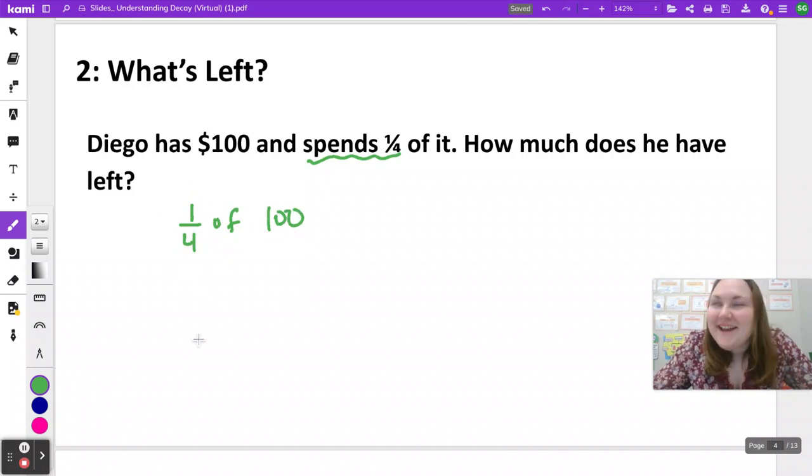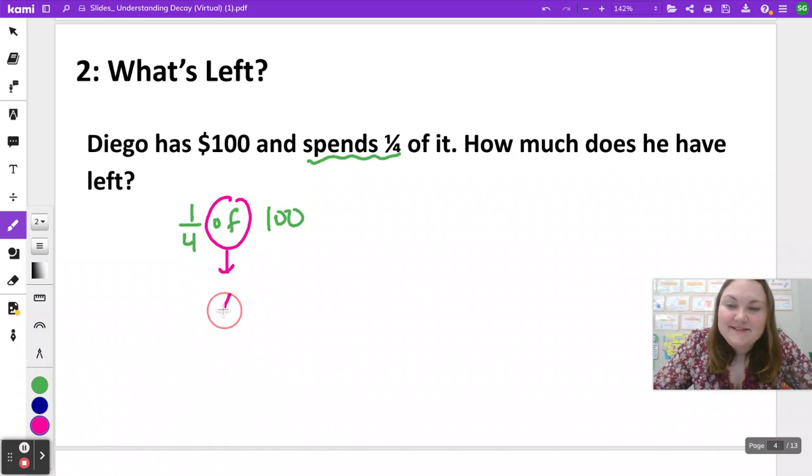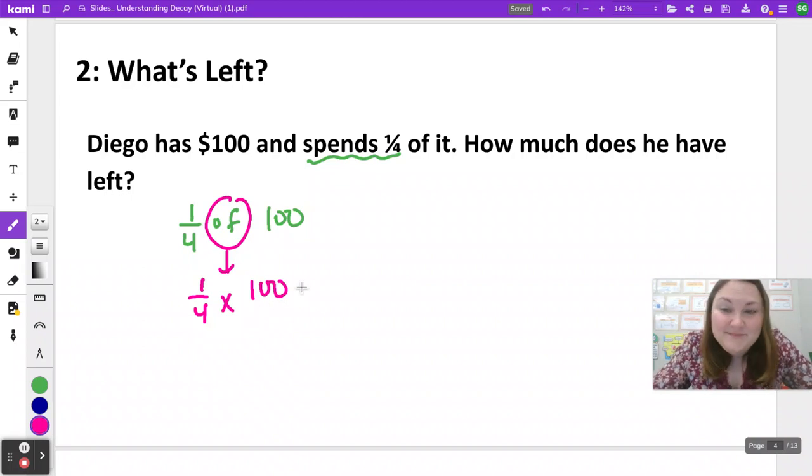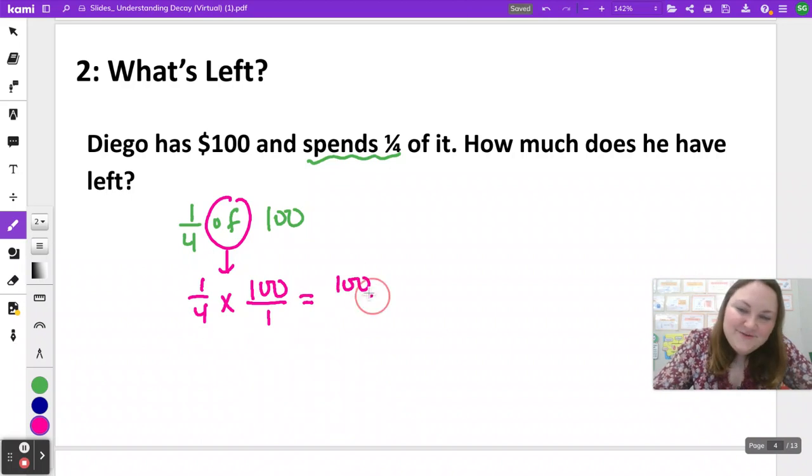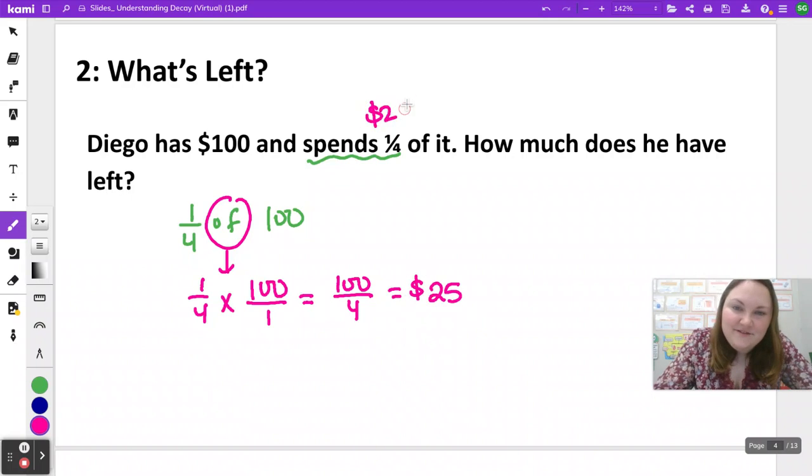And all the way back in developmental, I teach that if you're trying to find a fraction of a number, finding a fraction of a number is the same thing as multiplying that fraction by that number. So I need to do 1/4 times 100. It actually helps to make 100 look like a fraction when you're multiplying fractions. 100 is the same thing as 100 over 1. And when you multiply going straight across, 1 times 100 is 100. 4 times 1 is 4. And 100 divided by 4 is 25. So that helps me know that he spent $25.